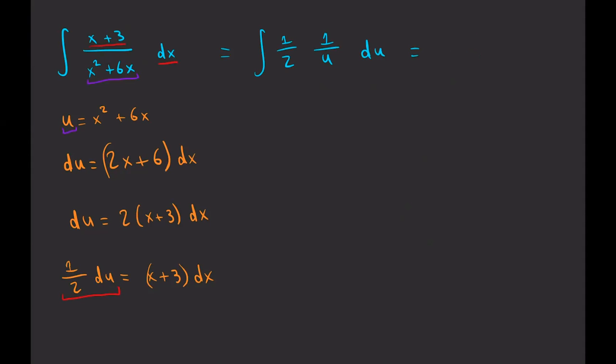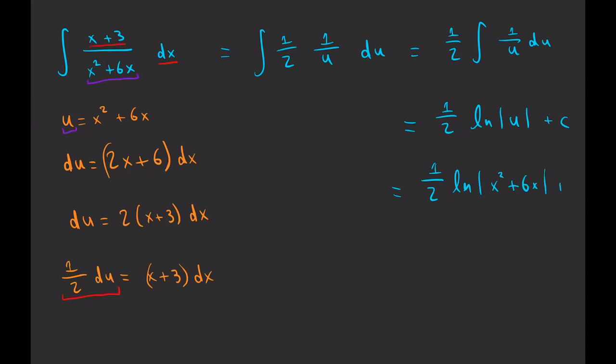Well, let's go ahead and pull that 1/2 out front, 1/u du. And from here, this is just a simple logarithmic integral. We never forget our absolute value here: ln of absolute value of u plus c. And then the last step is replacing that u with x squared plus 6x, and we end up with our answer right there.